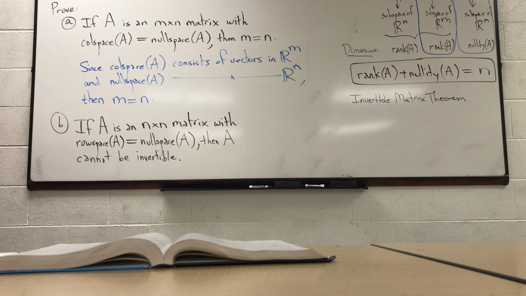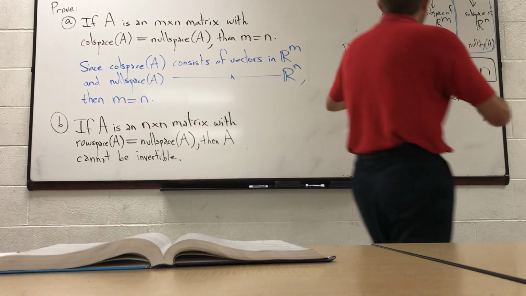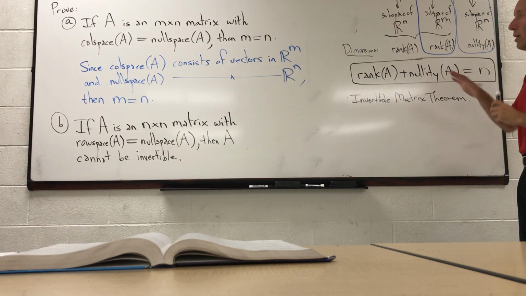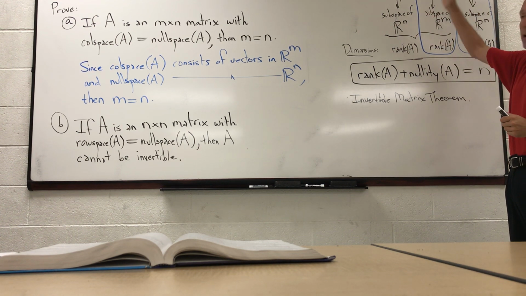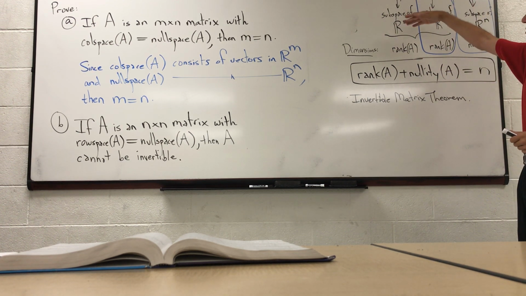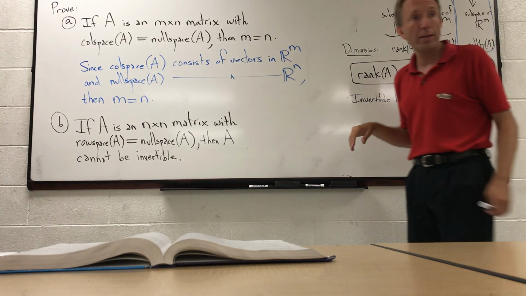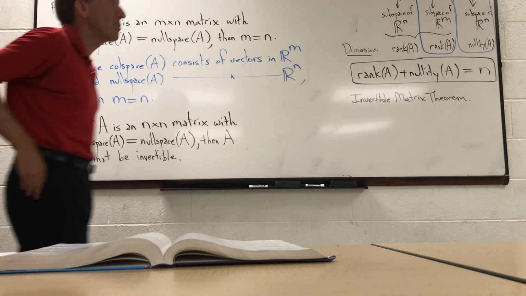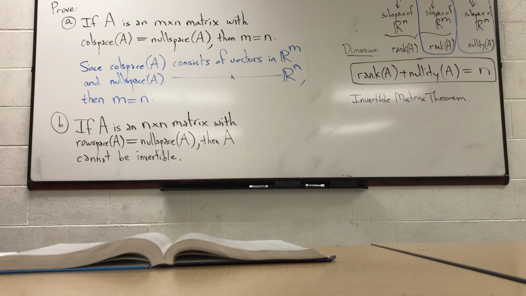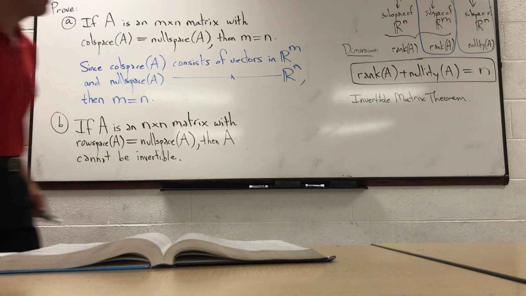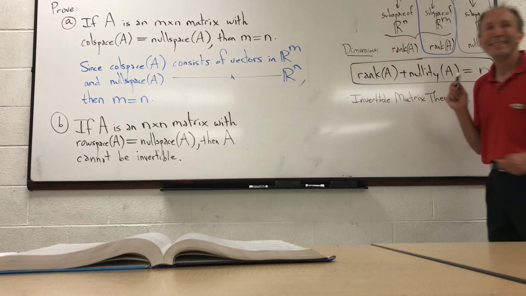Okay, the row space is equal to the null space. That's certainly feasible. This is a square matrix, so all of the subspaces are in R^n, n, n, and n for all three of those subspaces. Let's imagine that the row space and the null space are the same. Then I'm claiming that A cannot be invertible. Does anybody have any ideas why? Would it be because of that formula that you have there, the rank of A plus the nullity of A equals n? Aha! I like it.